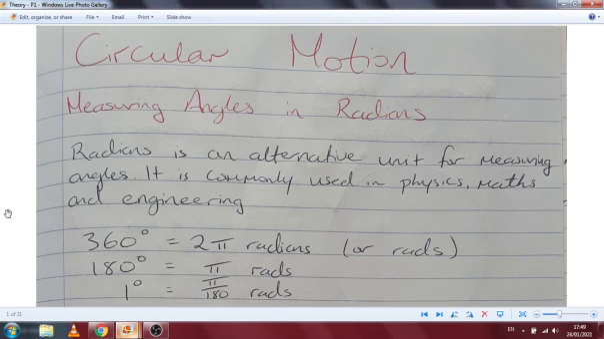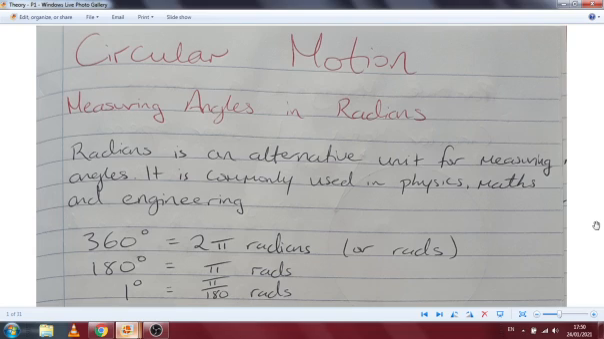This is our first lesson in our unit on circular motion, and despite the title, we are not actually going to look at circular motion at all. We're instead going to look at how we measure angles. So there's another unit for measuring angles called radians, rather than our usual degrees. Radians are commonly used in physics and maths and engineering, and they offer a more useful and an easier method for dealing with angles.